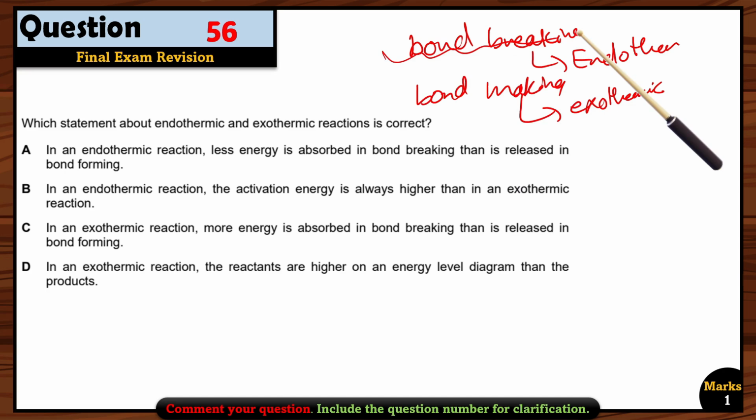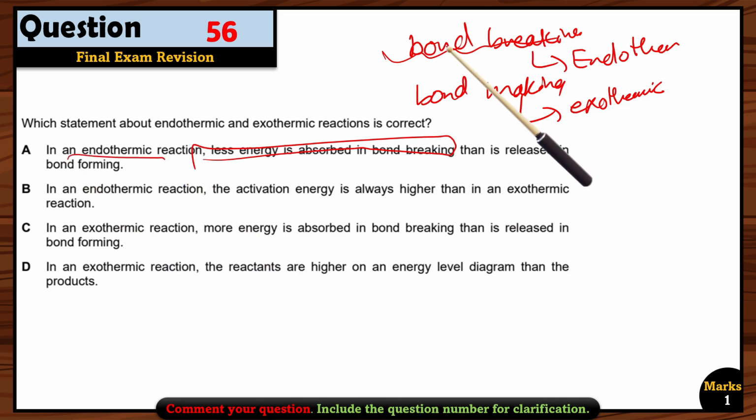So now we can see which options are right. In an endothermic reaction, less energy is absorbed in bond breaking. Endothermic means bond breaking should be more, right? Bond breaking, so less energy, no. More energy should be absorbed. So that's why this option is wrong.